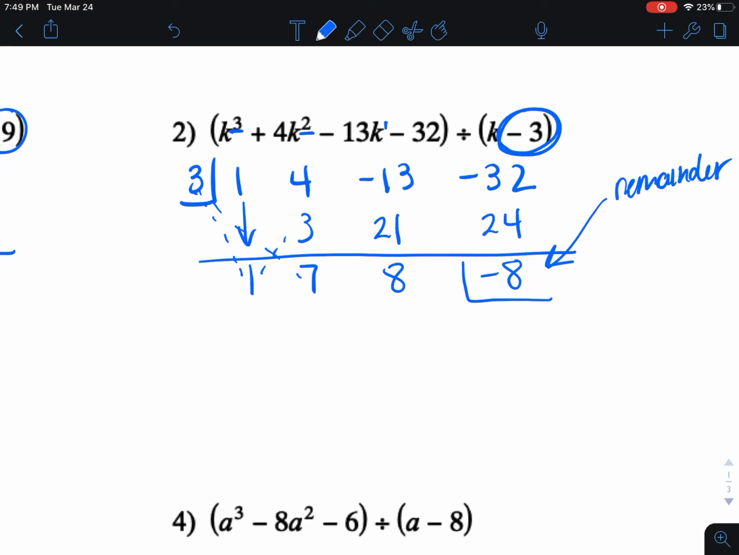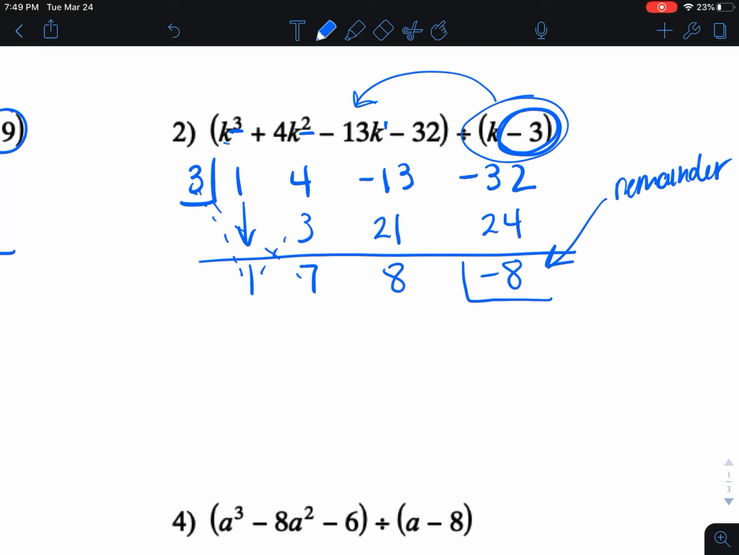So meaning that this k minus 3 does not divide evenly into this k to the third plus 4k squared minus 13k minus 32. So k minus 3 is not a factor of that larger polynomial because it does not divide evenly. All right, so to write out the answer with the remainder.